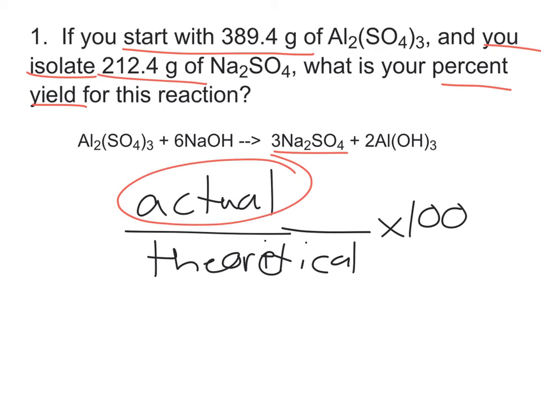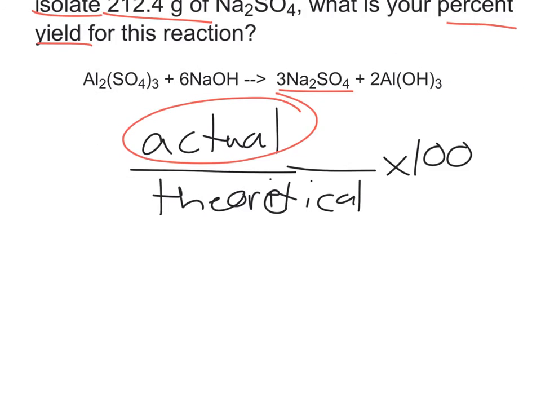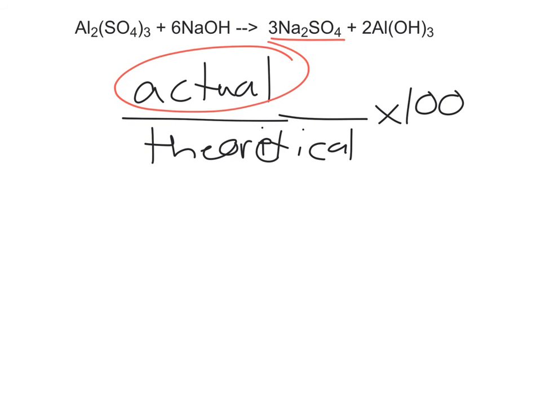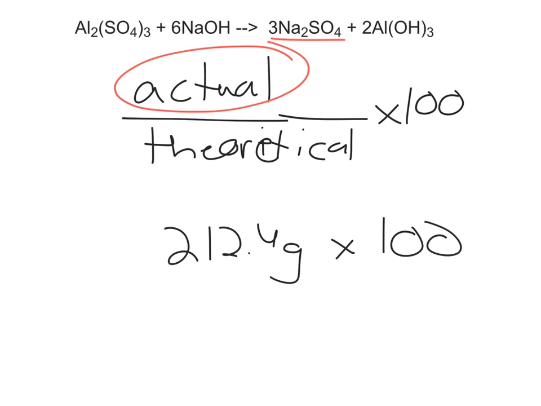You will never have to calculate an actual, usually. I mean, they might tell you that you have a weighing boat that weighs 5 grams, and then you put your product in it and it weighs 12 grams. Then your actual is how much was there, it was 7 grams. But other than that, you're not going to do much calculation. So I can already take my equation and say 212.4. So on top of my equation, it's going to be 212.4 grams on top, multiplied by 100. So all I have to do now is solve for my theoretical yield. If I can solve for that, I can put it on bottom and I can do my calculation.